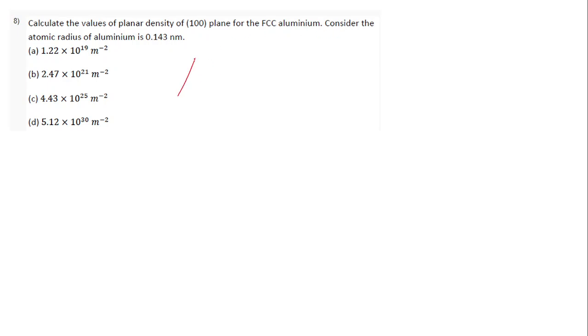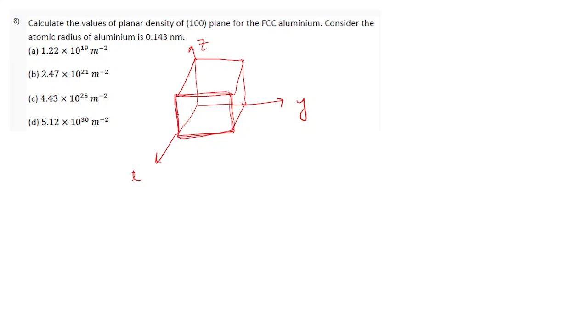Okay, so we have an FCC atom, with the x-axis, y-axis, and z-axis. FCC means all corners are covered, all faces are covered. But which plane are we talking about here? The plane is the 100 plane, which means it will intersect the x-axis at 1 and it will not intersect the y-axis and z-axis. So this is our 100 plane.